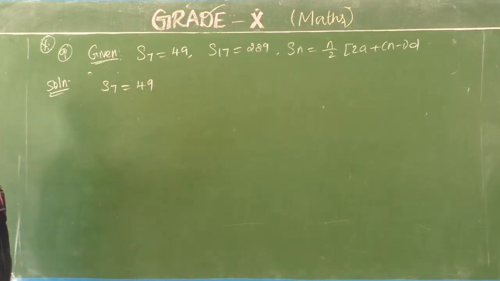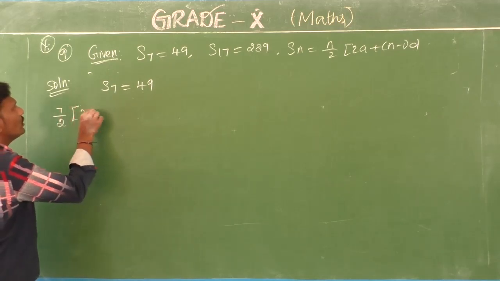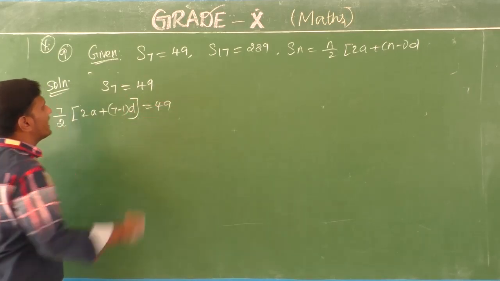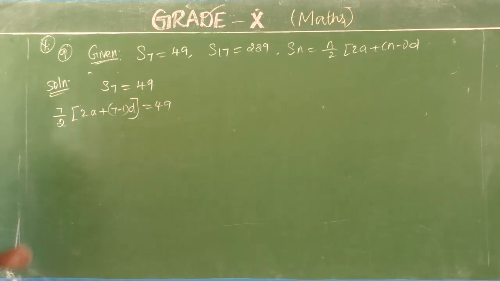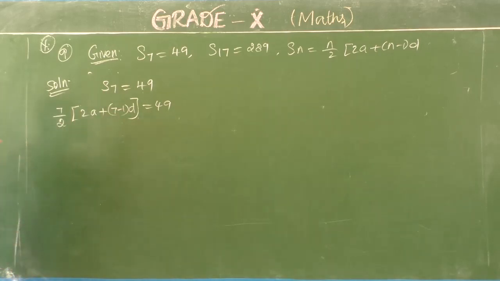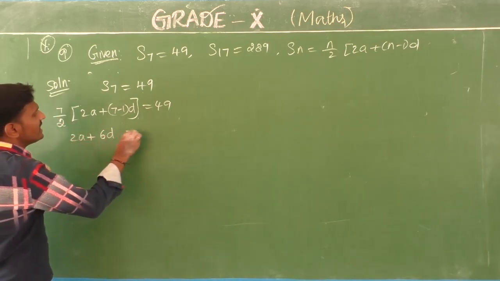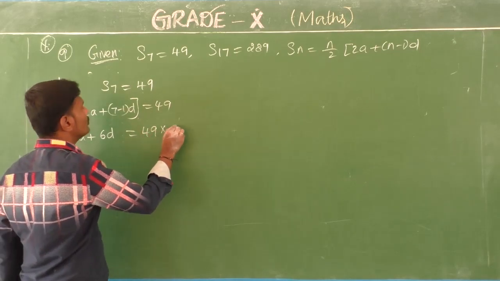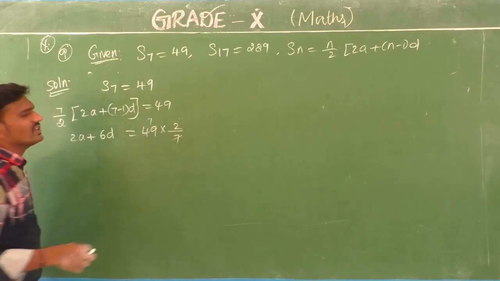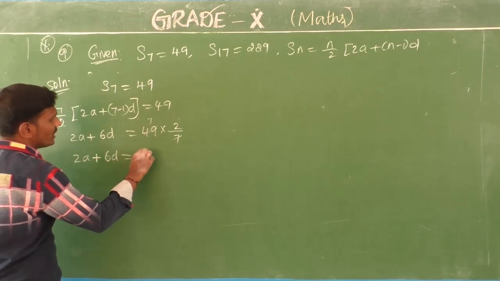So you know only the value of n, that is 7. So 7 by 2 into 2a plus 7 minus 1 into d, which is equal to 49. Now the 7 by 2 we want to move that side, what will come? Multiplication with the reciprocal. Now 2a plus 6d which is equal to 49 into 2 by 7. Now 1 seven is 7, 7 sevens are 49. And you have 2a plus 6d equal to 14.